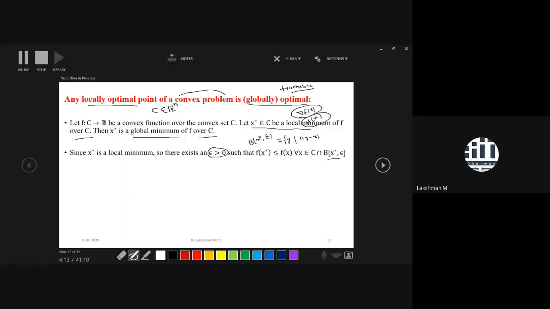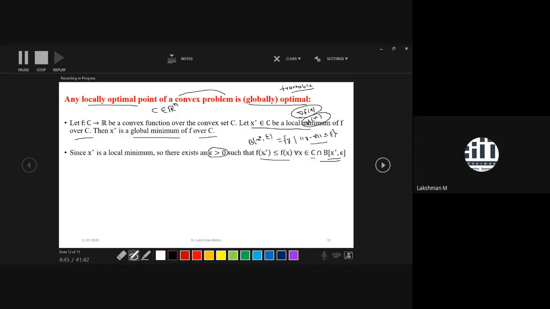Equality is also coming here, so this one is a closed ball. You can say that norm of y minus x star is less than or equal to epsilon. This is the definition of the closed ball B of x star, epsilon. In this ball intersected with the feasible set, x star is the least value. It is defined locally because it is defined in the neighborhood. That's why we say that x star is a local minimum point.